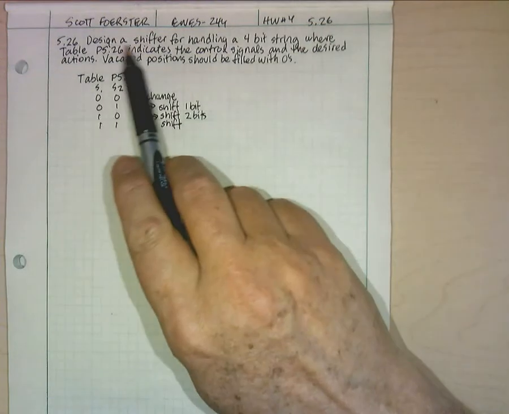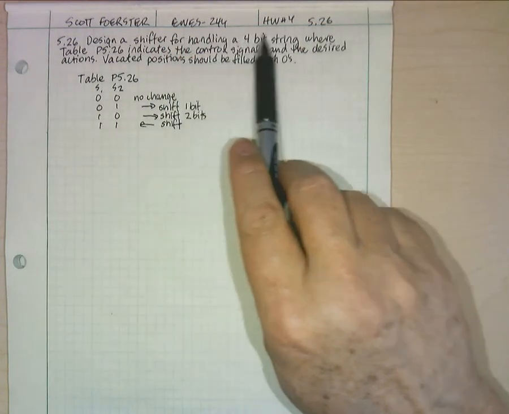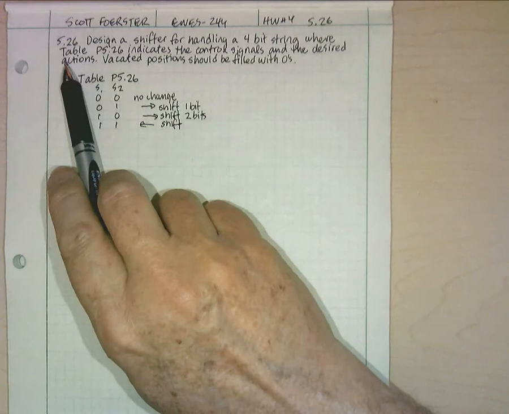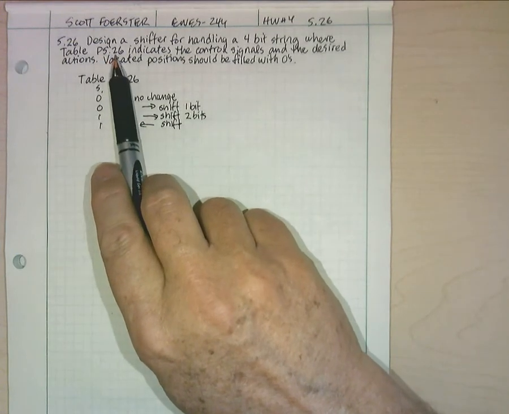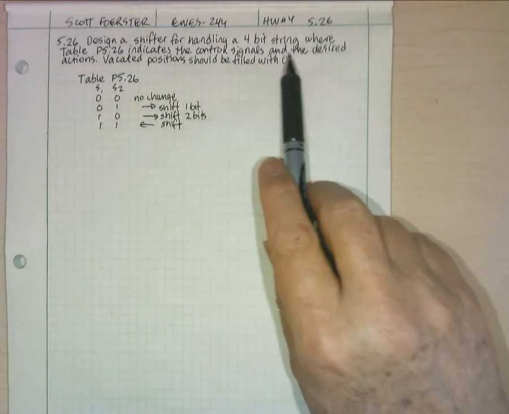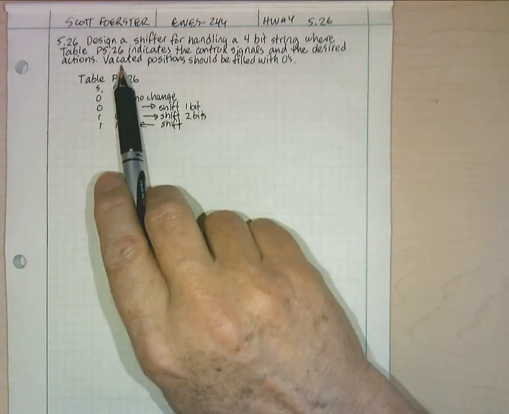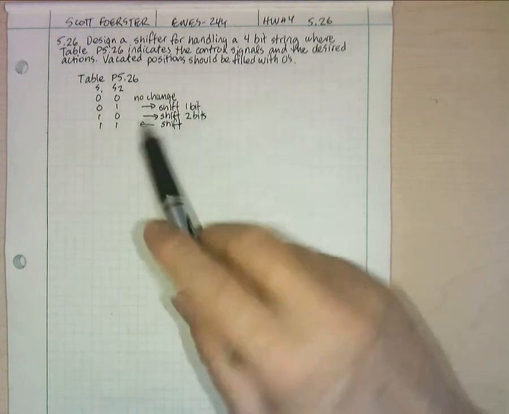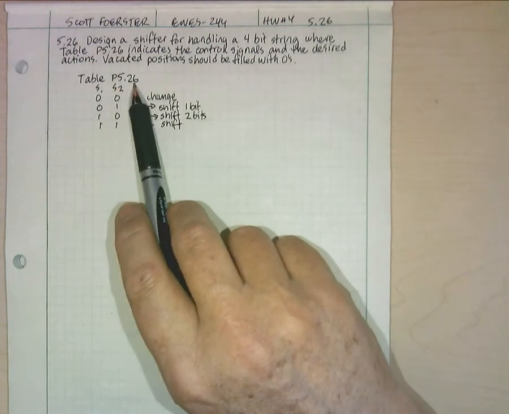It says design a shifter for handling a 4-bit string, where table P5.26 indicates the control signals and the desired actions. Vacated positions should be filled with zeros. So we have table P5.26.